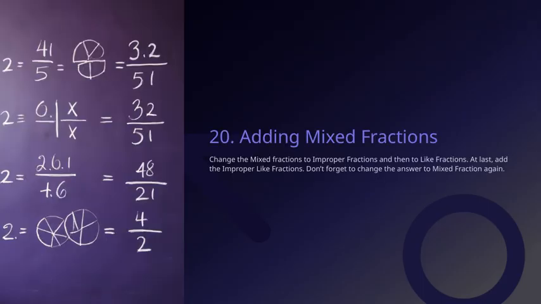Now, let's talk about adding mixed fractions. The first step is to change the mixed fractions into improper fractions. This makes the addition process smoother because we're working with the same type of fractions. Next, we convert these improper fractions into like fractions, meaning they all have the same denominator. This step is crucial because adding fractions with different denominators isn't straightforward. Once we have our like fractions, we can simply add the numerators together while keeping the denominator the same. After adding, don't forget to convert the improper fraction back into a mixed number.